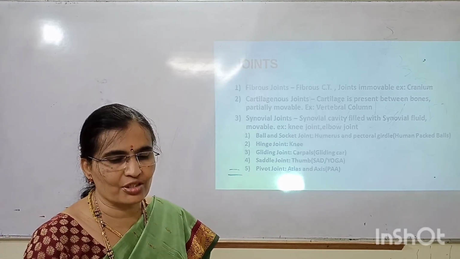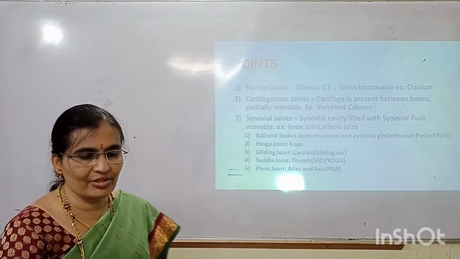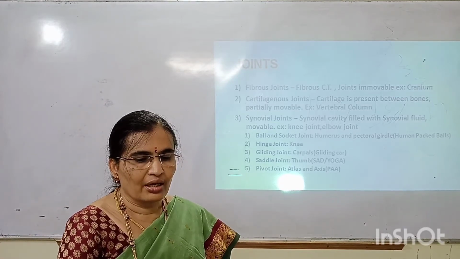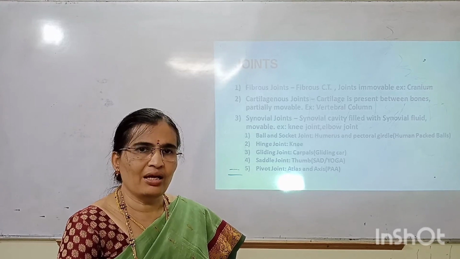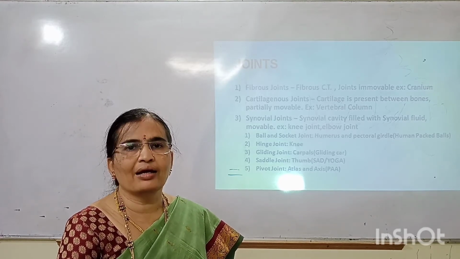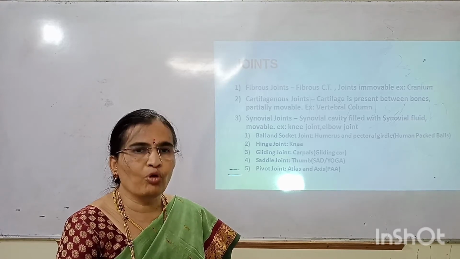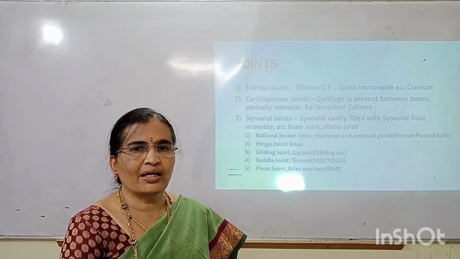Then cartilaginous joints. Cartilaginous joints are present between the bones. These are partially movable. For example, the vertebral column. Just now we have discussed the vertebral column. Movement is possible but limited.